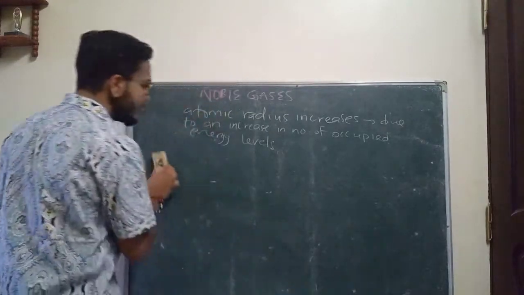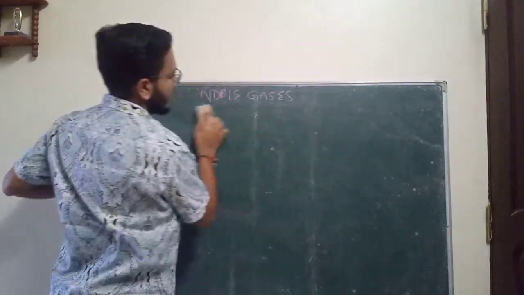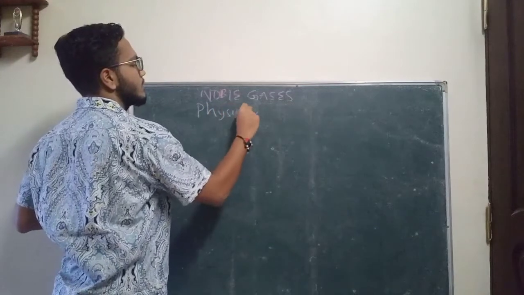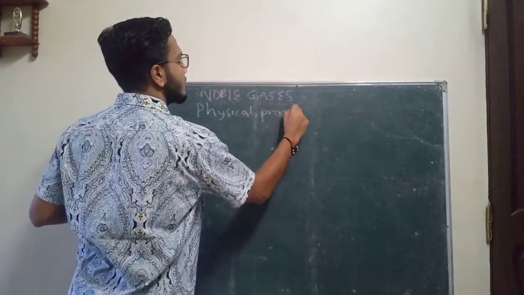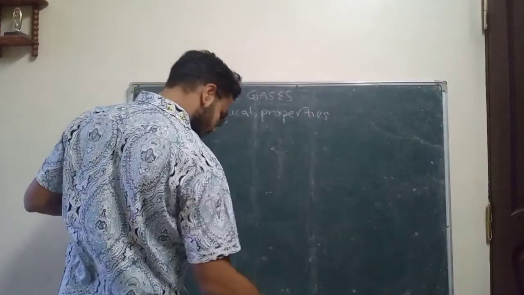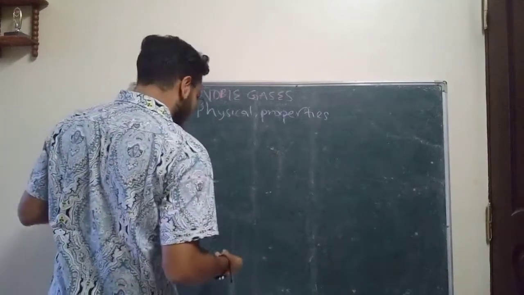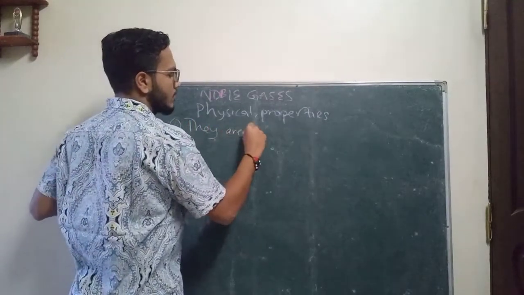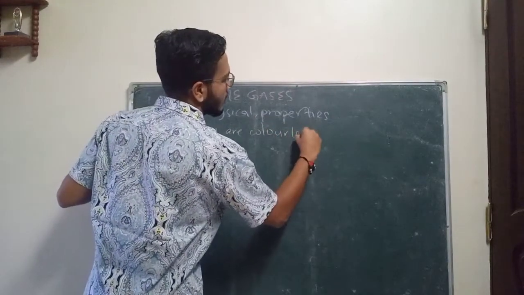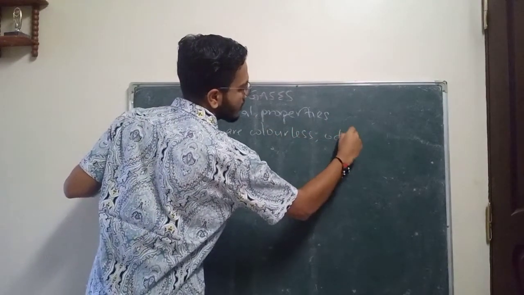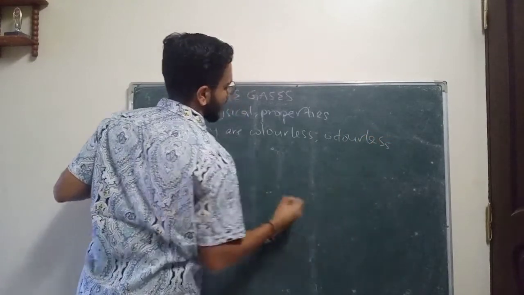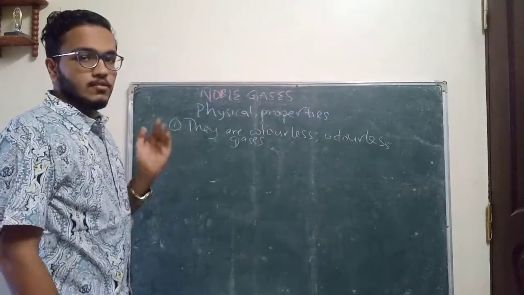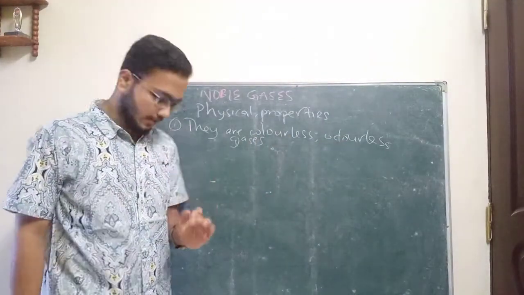We go to physical properties and the uses. So physical properties. They are colorless, odorless gases. What is colorless? Colorless lacks color and odorless lacks smell. So noble gases, e.g. argon, helium, they don't have smell and they don't have color.